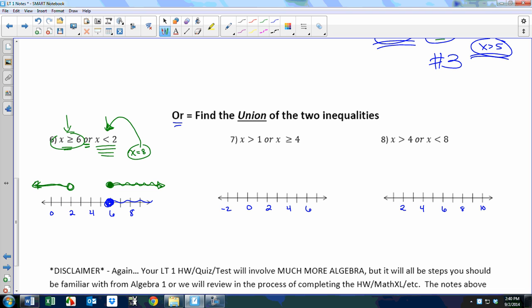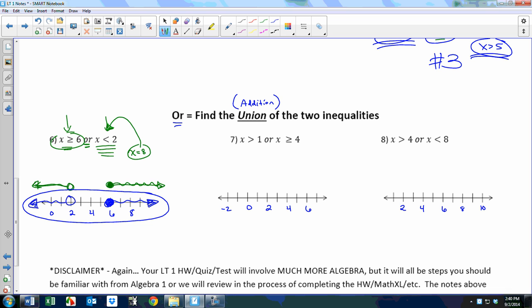meaning we just take both of those solution sets and include them in our final solution set. Any numbers less than 2 or greater than 6 are part of our final answer. So with OR, it's the union of the two sets, or kind of like the addition of the two sets. You put the two sets together, kind of add both of them up.